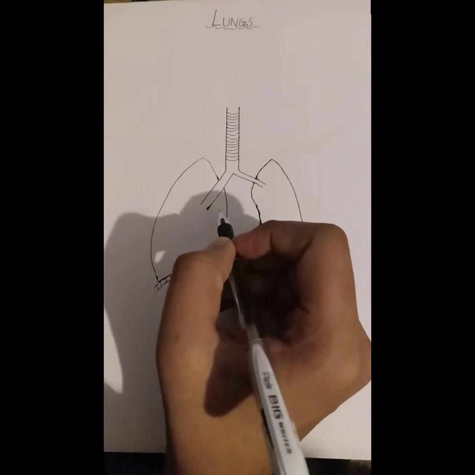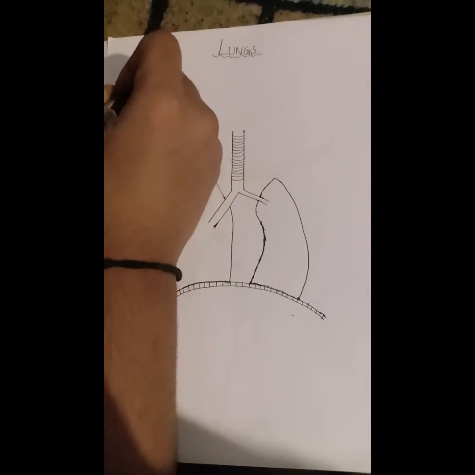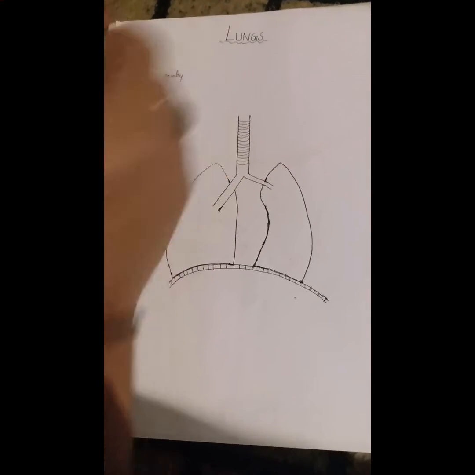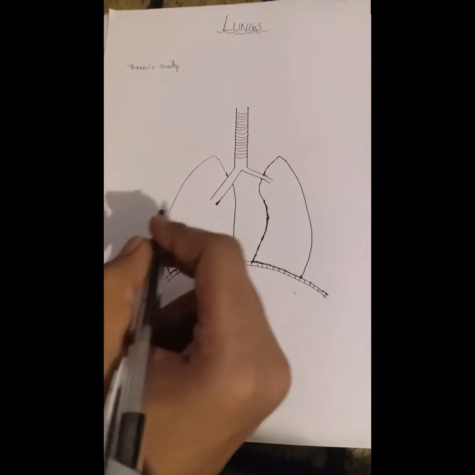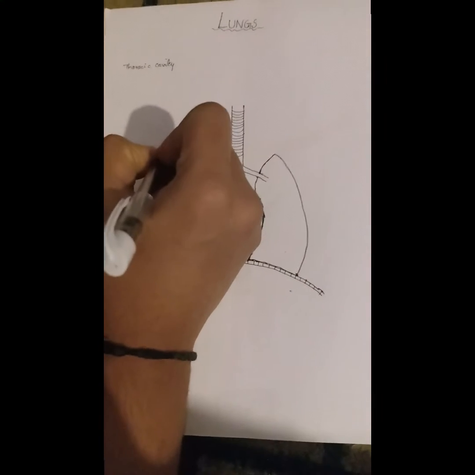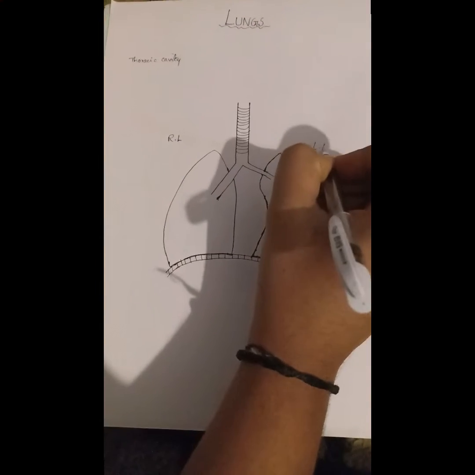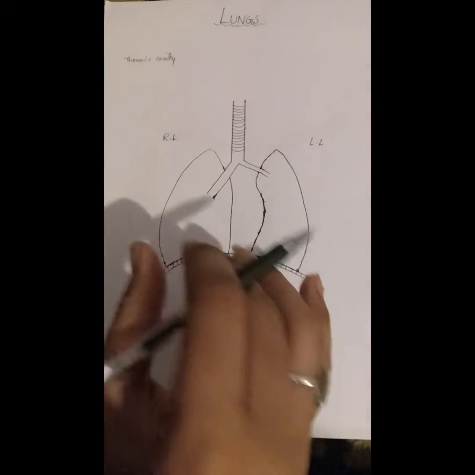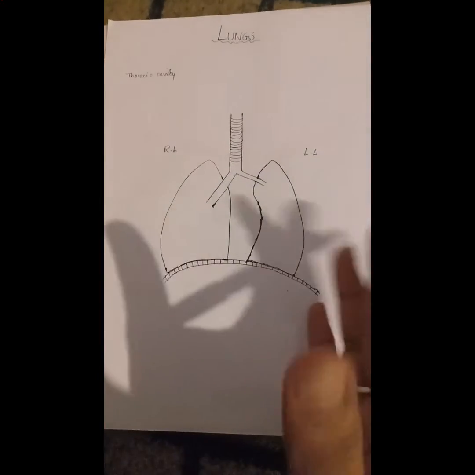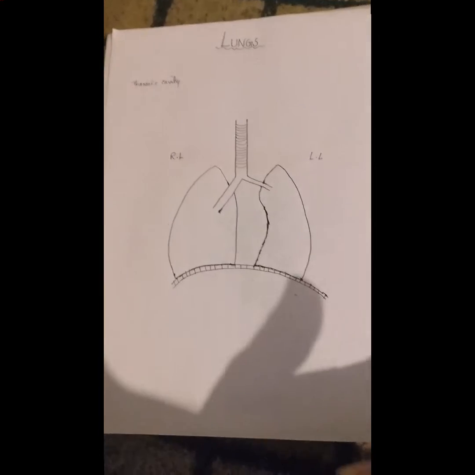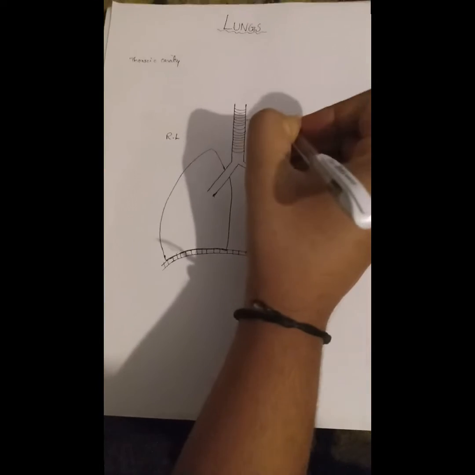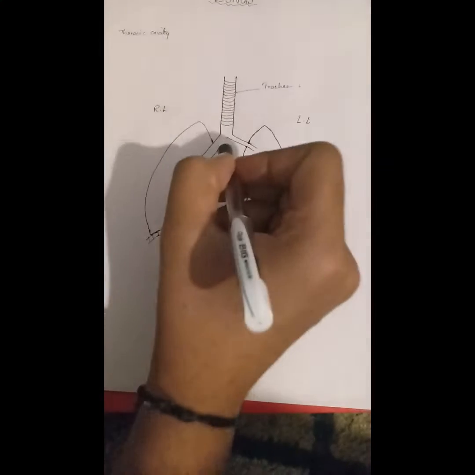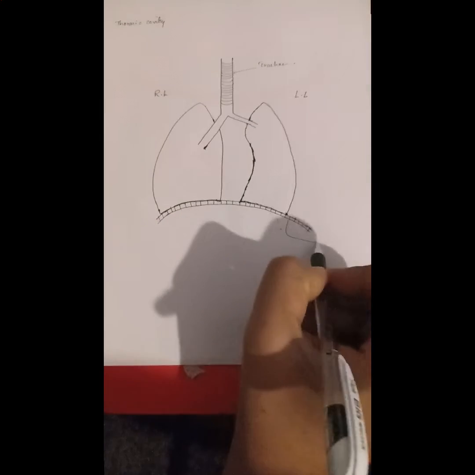Lungs are situated in the thoracic cavity. Okay friends, we all know that there are two lungs in our body, one is the right lung and one is the left lung. In this video we are going to discuss the main points of the lungs, which everyone should know. First, this is the trachea. This is the left lung, this is the right lung, this is the bronchus, and this is the diaphragm.